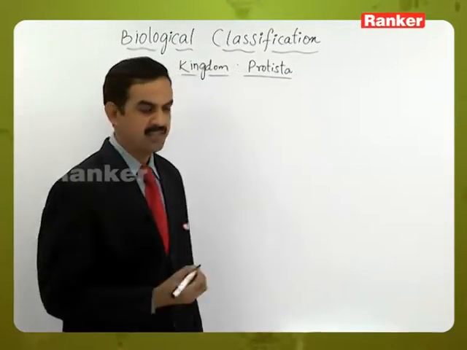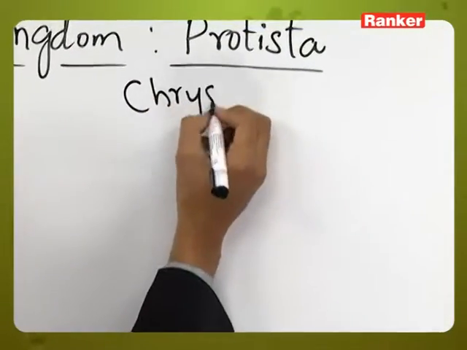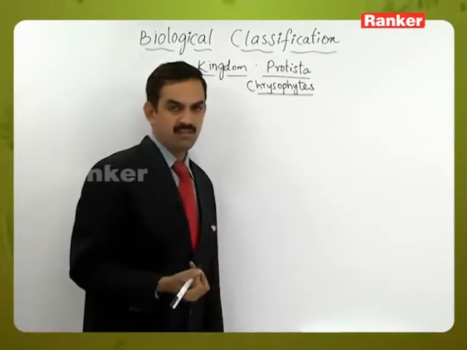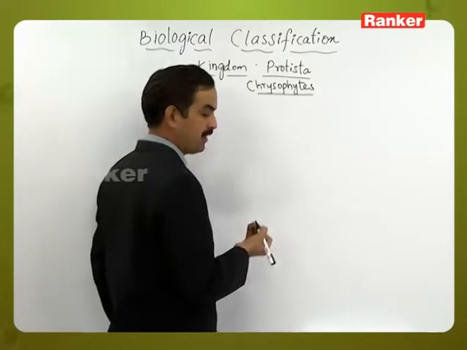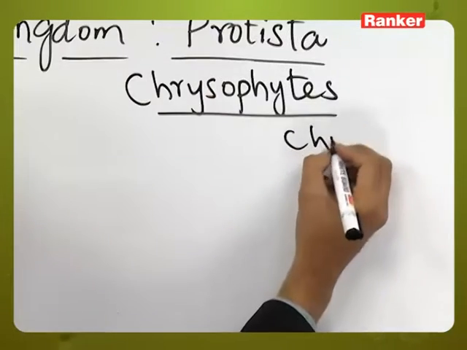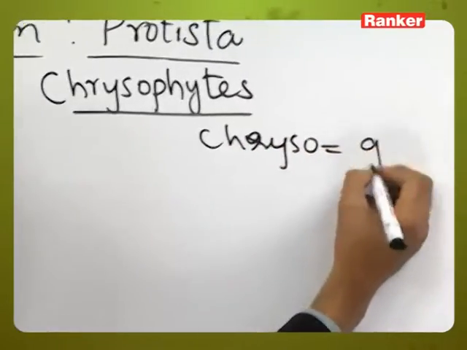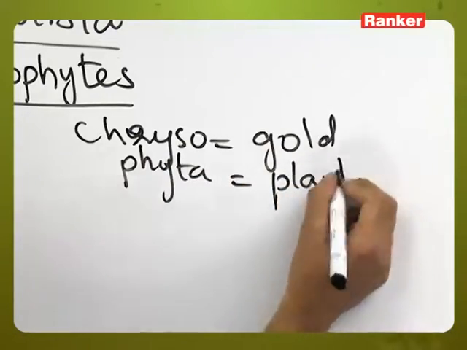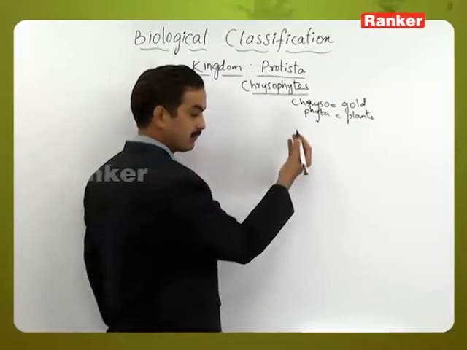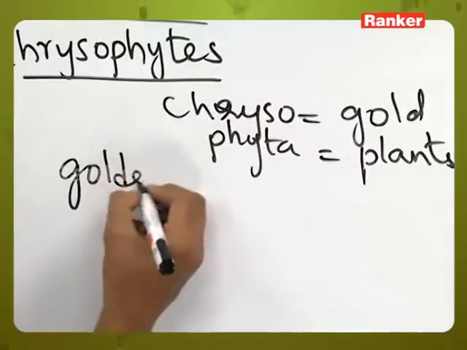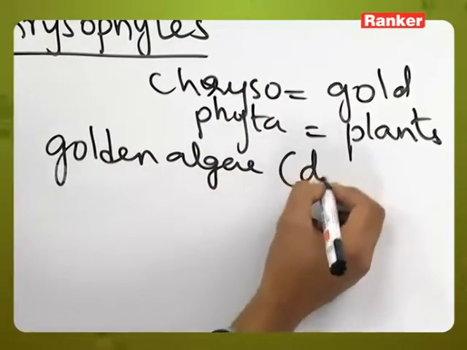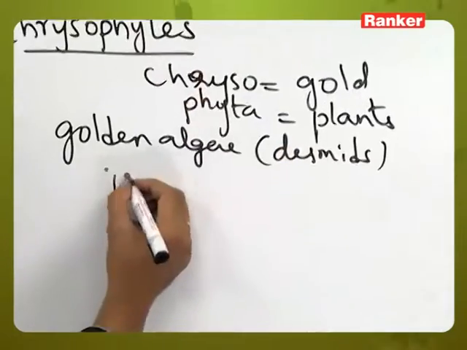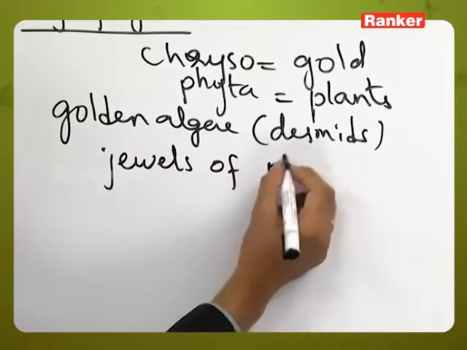In the kingdom Protista, the next group are chrysophytes. The name was acquired because of the golden characteristic feature, that is chryso means gold, phyta means plants, and because of this nature these are called golden algae or desmids, and are considered to be the jewels of the plant kingdom.